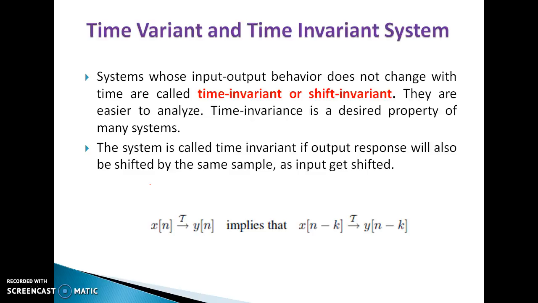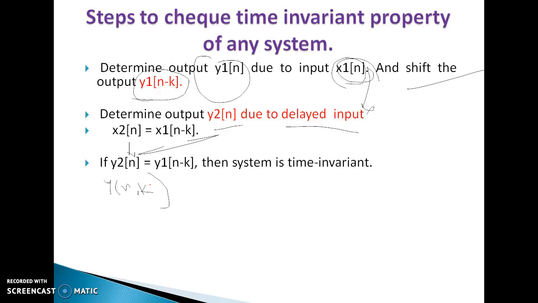Time variant and time invariant systems. A system whose input-output behavior does not change with time is called time invariant, and the invariance property can be found out by these steps. First, determine the output due to the input, let's say x1 of n. Shift this output by k samples, so find y1 of n minus k. Now determine the output y2 of n due to the delayed input, so you delay the input x1 of n by k, so it becomes x1 of n minus k, and then find what y2 of n is.